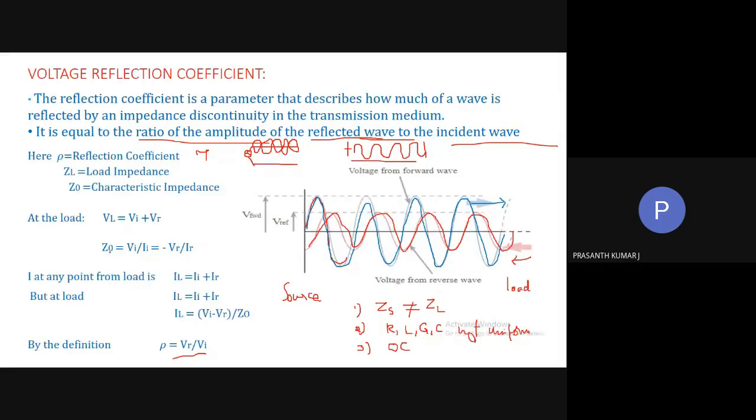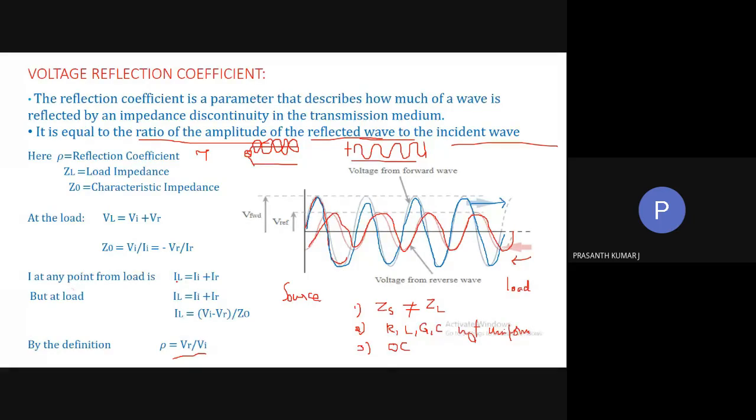Now characteristic impedance can be defined as the ratio of forward voltage to the forward current. That is one definition. So it is given by VI by II, or it can also be defined as the ratio of negative of reflected voltage to the reflected current. See the difference? When you are taking the ratio of incident, it is positive. When you are taking the ratio of reflected, it is negative. So this is the definition for characteristic impedance.